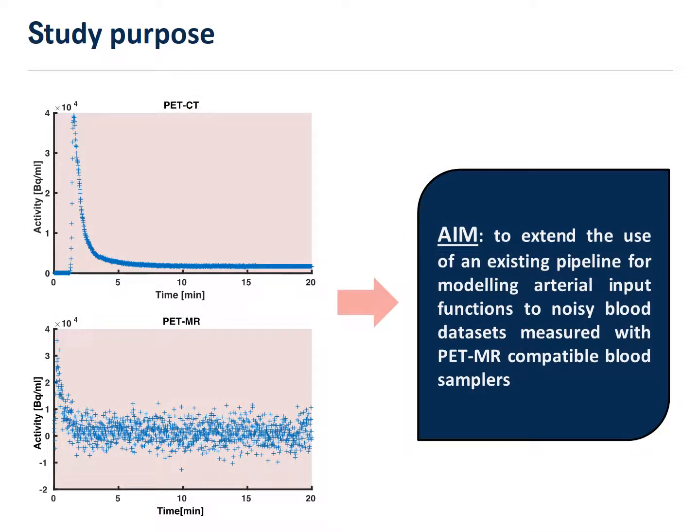Nowadays, many centers use simultaneous PET-MR scanners instead of the standard PET-CT scanners. In this case, accurate measures of automatic blood data and the modeling of the parent plasma input function are even more challenging due to the complication of working in a strong magnetic field that leads to noisier data in comparison to standard acquisition with PET-CT. Here, the need to extend the use of an existing pipeline for modeling arterial input functions, called Multi-Blood, to noisy blood datasets measured with a PET-MR-compatible blood sampler.